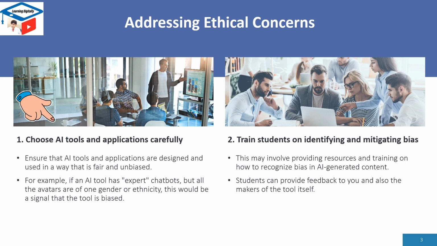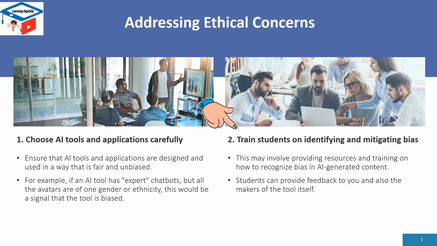Number one, choose AI tools and applications carefully. You have to ensure that AI tools and applications are designed and used in a way that is fair and unbiased. For example, if an AI tool has expert chatbots, but all the avatars are of one gender or ethnicity, this would be a sign that the tool is biased. So you have to check whether avatars are of both genders or a single gender. If an AI tool shows only a single gender, it means there's a gender bias.